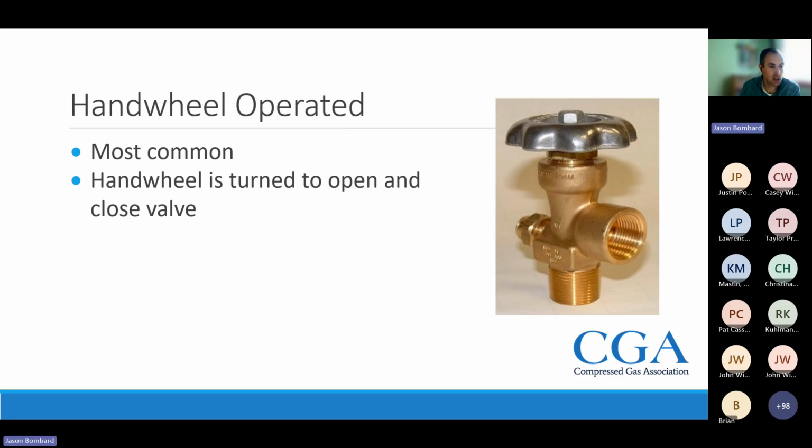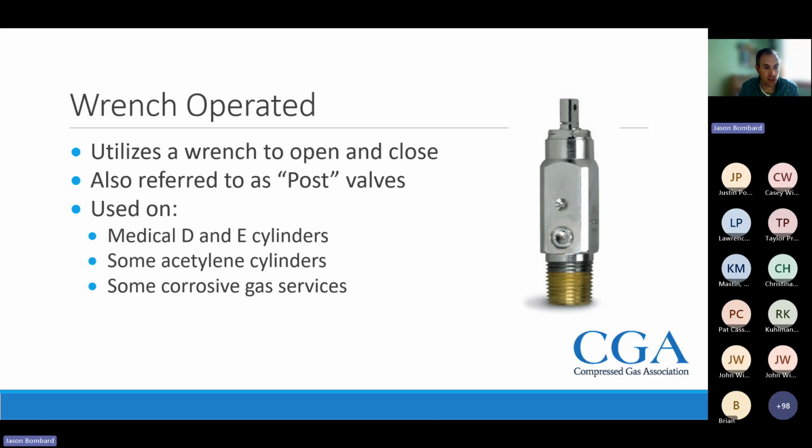Looking at different valve operators, the most common that you'll see in the industry is a hand wheel. And it's just like it says, you put your hand on top of that valve and open and close it that way. There are also wrench operated valves. These are also known as post valves, if you hear somebody refer to that. And again, we're not very inventive in this industry. It's because there's a post on top of the valve that you put a wrench on. These require a wrench to open and close them. You'll see these commonly on medical Ds and Es, some acetylene cylinders, and in some corrosive gas services.